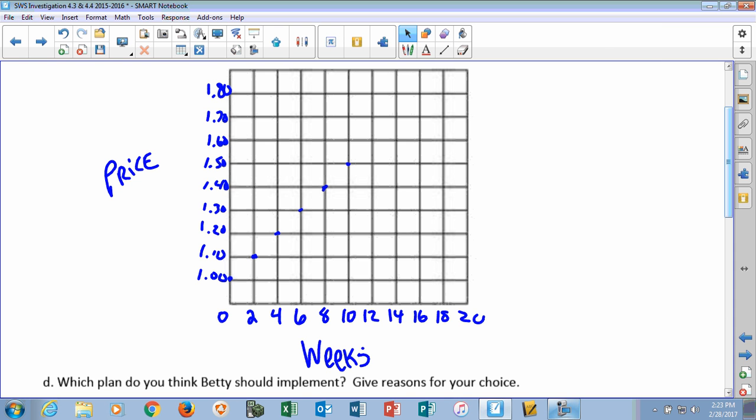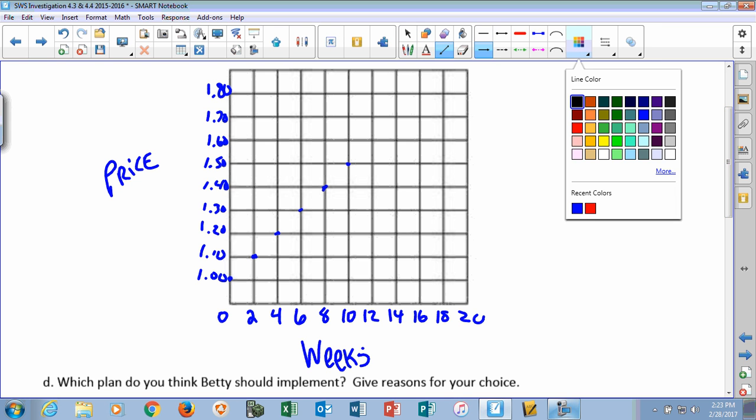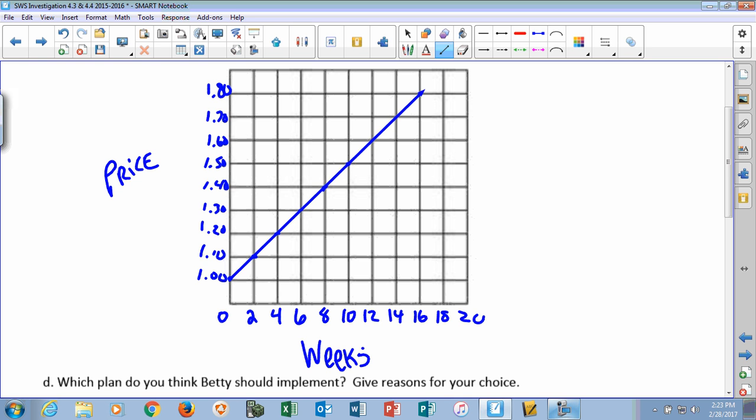So if I draw my line, I'm going to use my tool here to draw a straight line, because we all know I can't. There we go. Okay. So there's the visual for plan 1.